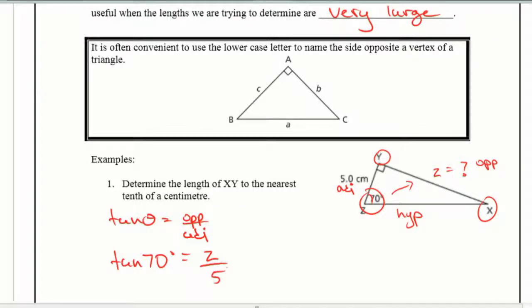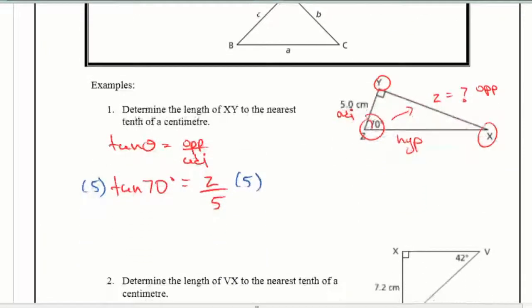So what I'm going to do is just rearrange this. I'm going to multiply both sides by 5 to figure out what the length of z is. So now I have 5 times the tangent of 70 degrees. And remember, the tangent of 70 degrees is just a ratio, so it's just a decimal. It's just a ratio of those two sides, and that is equal to z.